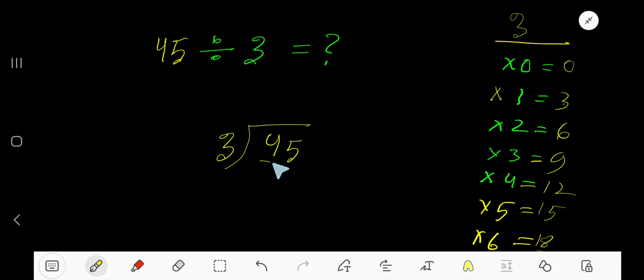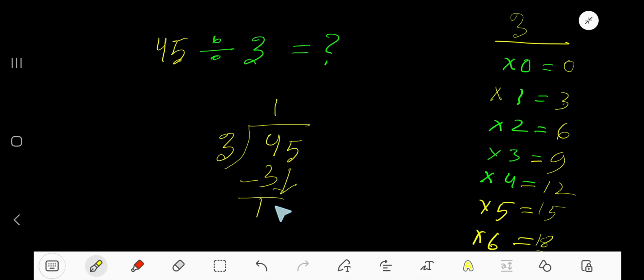So 3 goes into 4 how many times? 2 times is 6, which is greater, so 1 time. 3 goes into 4 1 time. 1 time 3, 3. Subtract, you are getting 1.